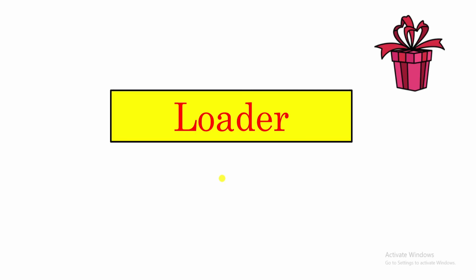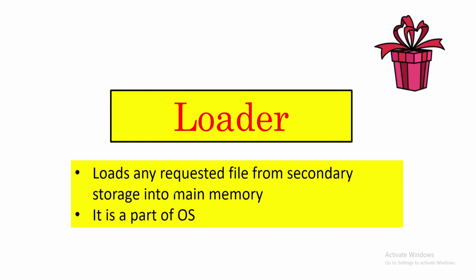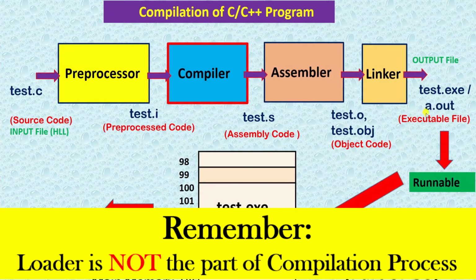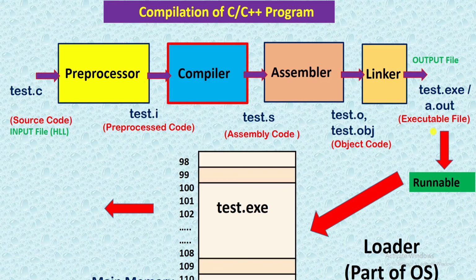Now before ending the video, let me tell you what a loader is. Basically, a loader is software which loads your requested file from the secondary storage into your main memory, and it is a part of the operating system. So how does this loader work? Let's say you have a D drive and you have an executable file, or a .txt file. When you double click that file, it opens up, and you can see the content of that file, right?